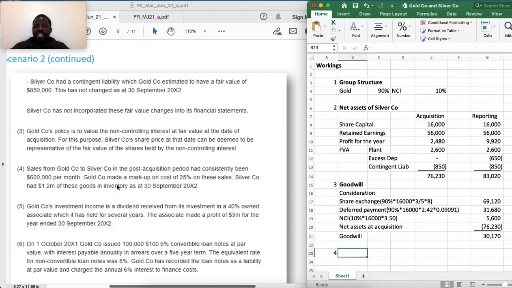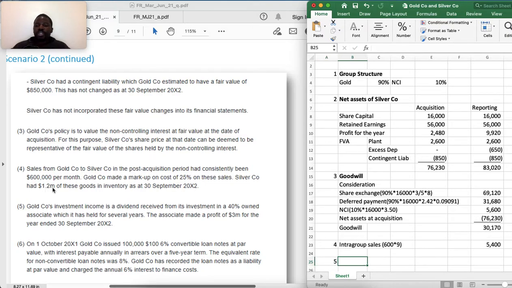Now we are on note number 4 for intra-group sales. Intra-group sales, as we need to reverse the intra-group sales when we are doing the consolidation. We are told here 600,000 per month, and the post-acquisition period is 9 months. So we'll say 600 multiplied by 9. I am working everything in thousands.